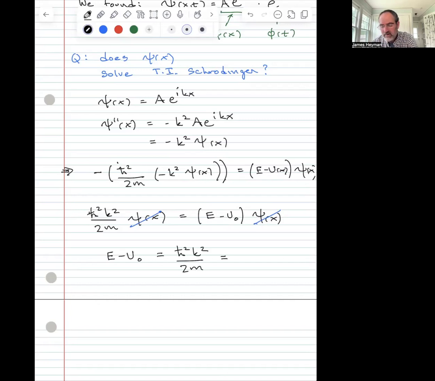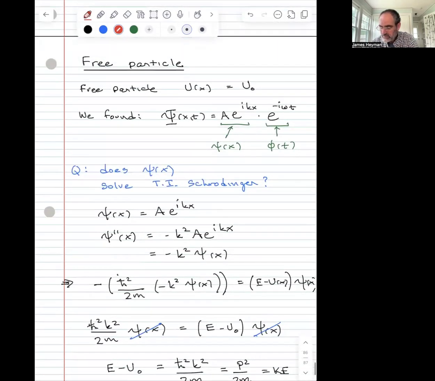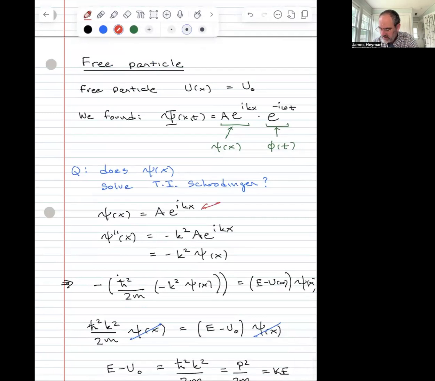Okay? But notice that h bar times k is just the momentum of the particle. So this can be written as p squared over 2m, which is the kinetic energy. So this is true so long as E minus U0 is equal to the kinetic energy. And of course, that's true. So yes, we've shown that the wave function we've just specified, our free particle wave function, is in fact a solution to Schrodinger's equation. Okay?